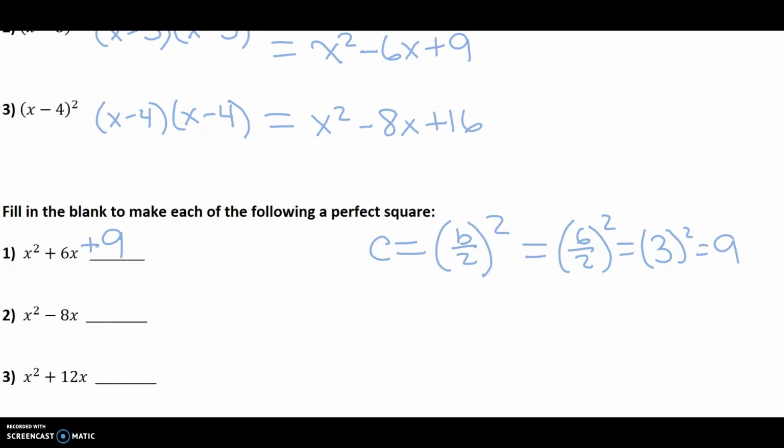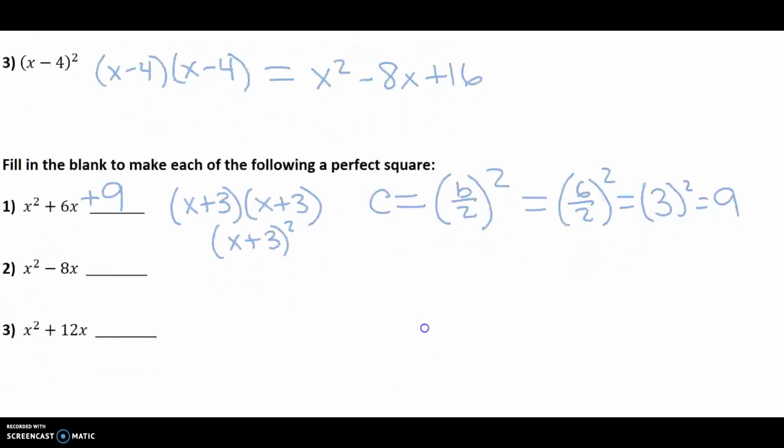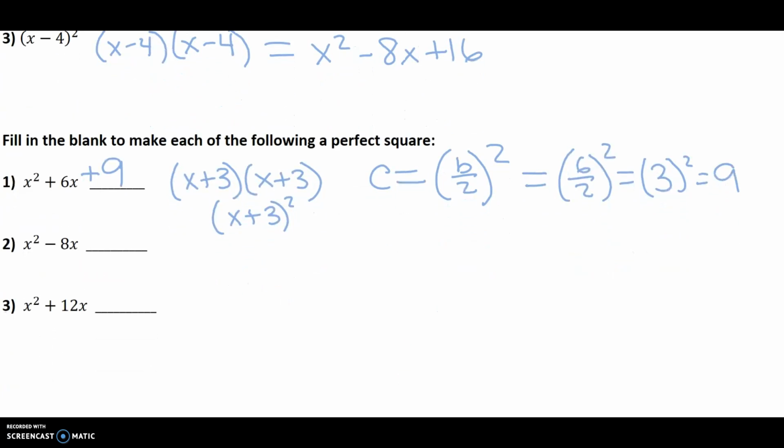So this is a perfect square trinomial, and if I were to factor it, I would get x plus 3 times x plus 3, and again we can check. 3 plus 3 gives me the 6, and 3 times 3 gives me 9. Okay, and as a perfect square we can rewrite that as x plus 3 squared. Okay, the trick to get this number right here is to just take half of this term in the middle, 6.